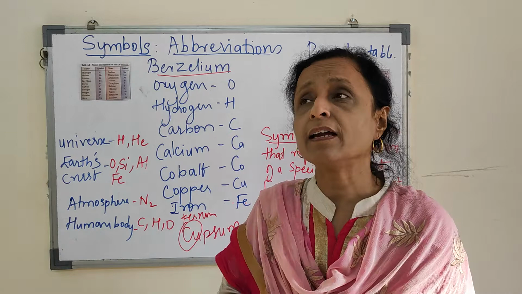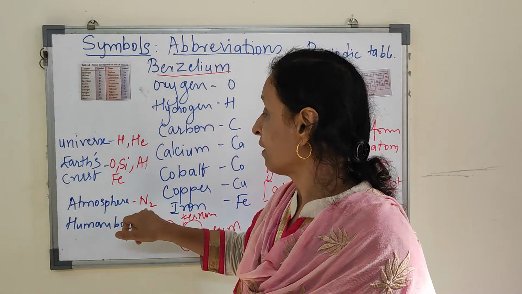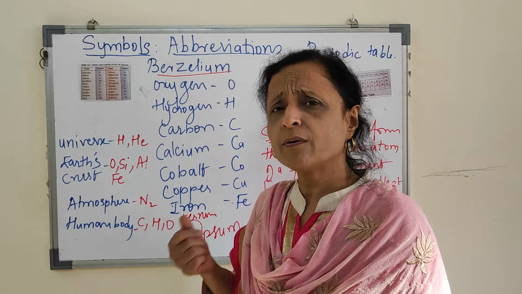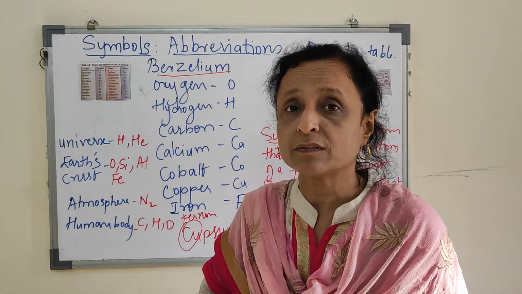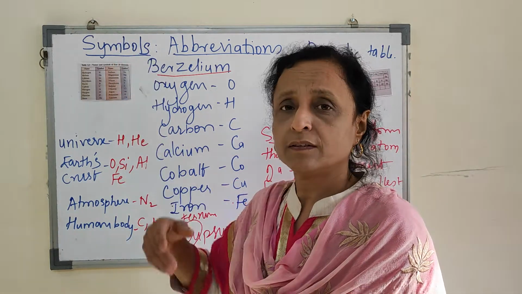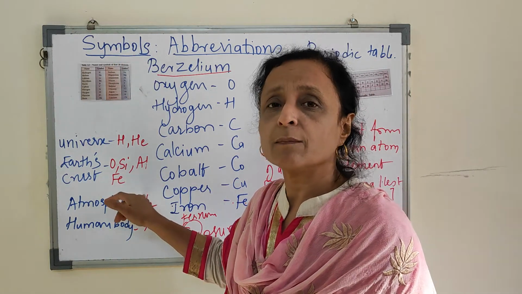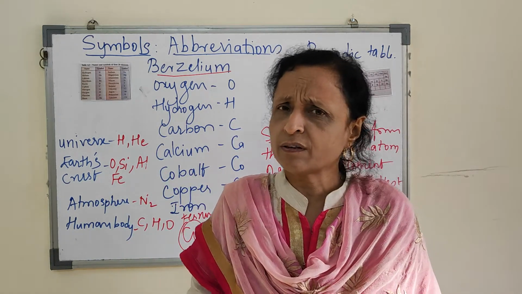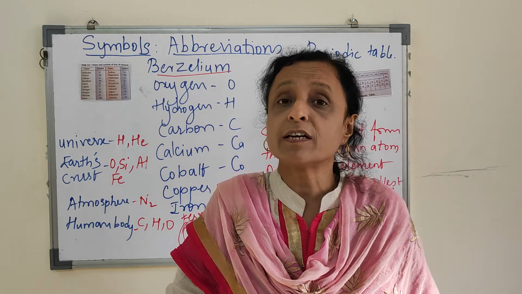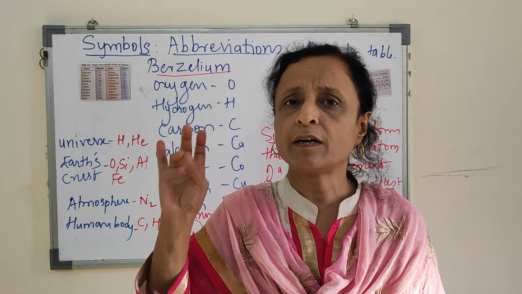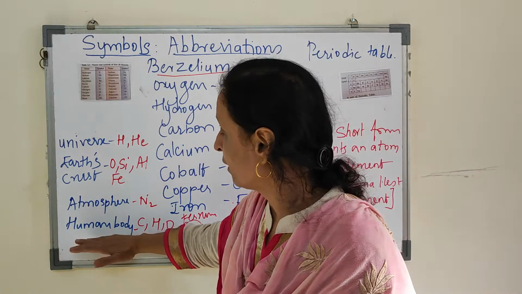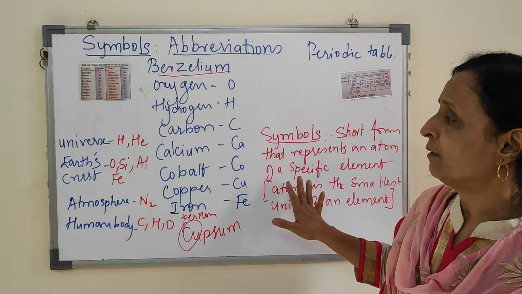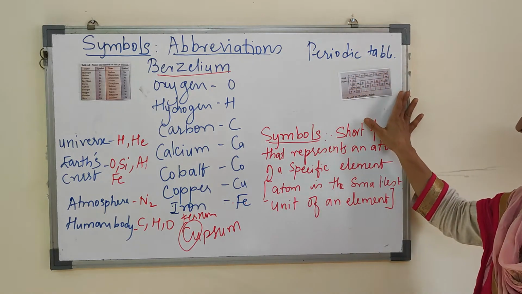Atmosphere, 78% of the atmosphere is nitrogen. Oxygen is only 20%. Why is it so? If it had been 100% oxygen, everything would have burned. So be happy, it's more of nitrogen, that is 78%. Human body, we are also chemical, we are made up of elements. So which elements are more in number? Carbon, hydrogen, oxygen. The human body has got carbon, hydrogen, oxygen. So this is the symbol and the element arrangement into the periodic table.